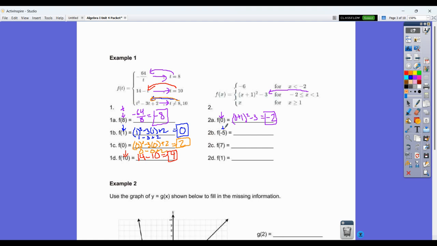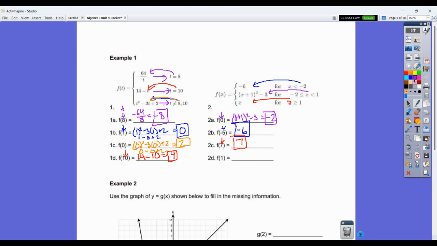So we should have gotten a value of negative 2 out of that. F of negative 5. So negative 5 is my t value. So negative 5 is less than negative 2. So we're going to talk about this function here. And it just comes out to an answer of negative 6. There's no t value or x value, sorry, in this case, to fill in. So we just get negative 6 as an answer. F of 7, so we look for where 7 would fit. So 7 is greater than or equal to 1. So we're going to fit here, and we fill it in for x. So x is 7. Our output is then just 7.